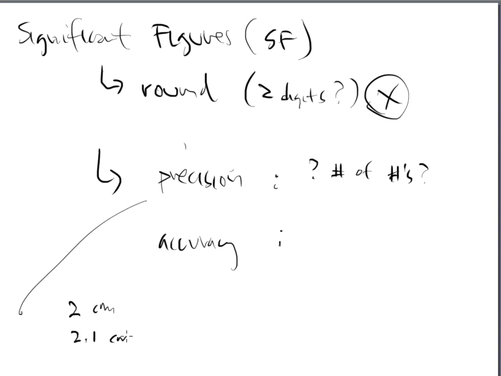Okay, that is a better number. It has more numbers associated with the measurement. And because of that, we can say that this person is more precise than that person.